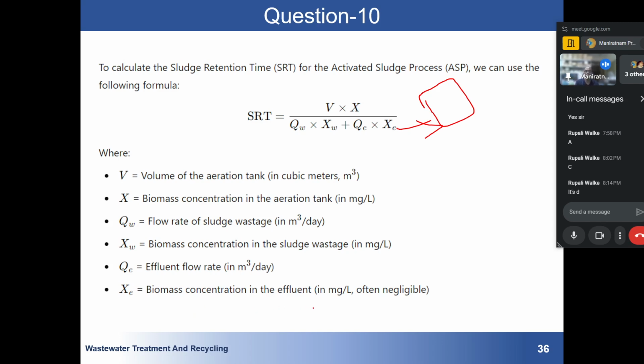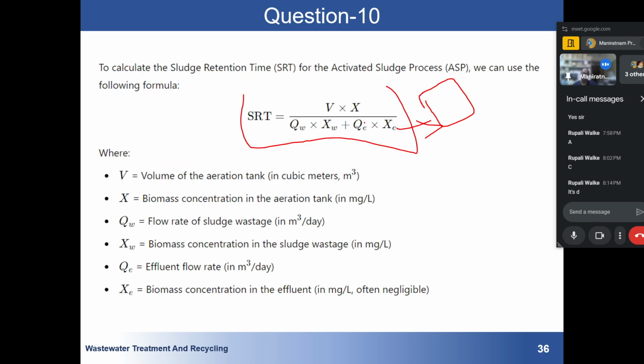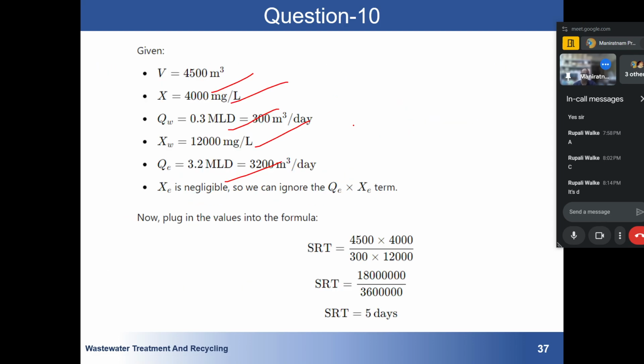Everything has been given to you, so the most important thing is that you should know this formula. If V is given to you, X is given to you, QW is given to you, XW is given to you, Q is given to you, and X in the effluent is negligible, then XE and QE will be 0. So your final expression will be V into X divided by QW into XW. You will substitute all the values here, and finally you will get SRT as 5 days.